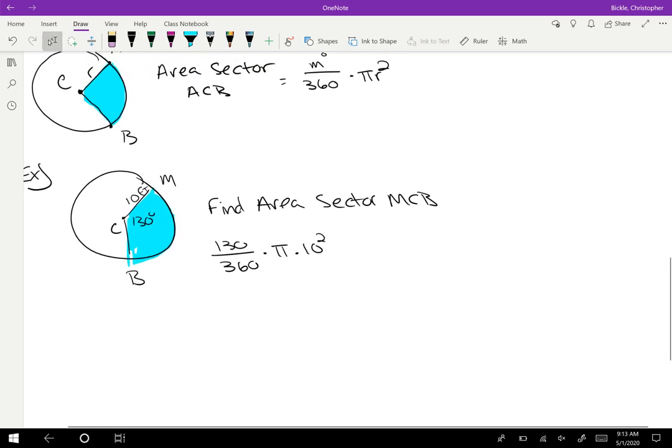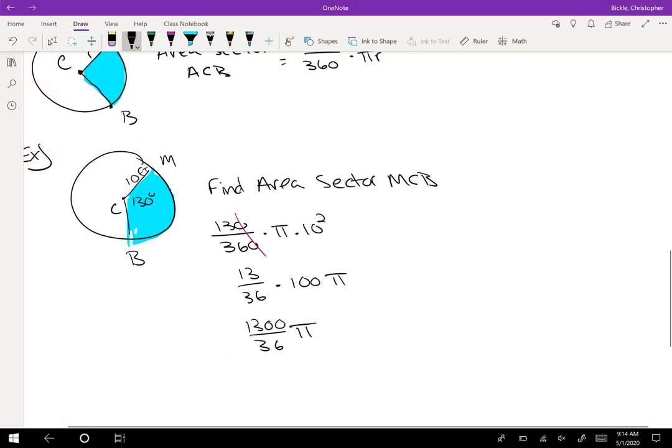That if we reduce again, the fact that we can divide tens out makes that nice. And 13 over 36 actually doesn't reduce at all. 10 squared is 10 times 10, so that's times 100 pi. 100 times 13 is 1300 over 36 pi. And now let's start reducing.